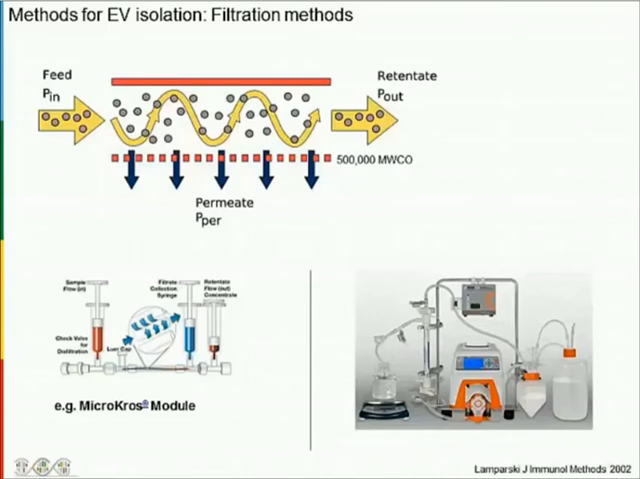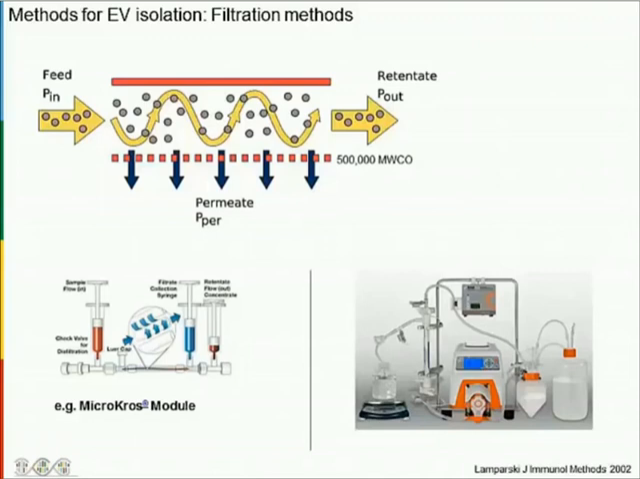There are two forms of this available. We've tried the Microkros system recently from Spectrum Labs, I think they are. And this is basically a very small hollow fiber. You have your syringes here, and the sample goes back and forth and back and forth, and the retentate builds up in this waste filter here. And then you can collect your samples. It's a really good system, very convenient for concentrating samples down.